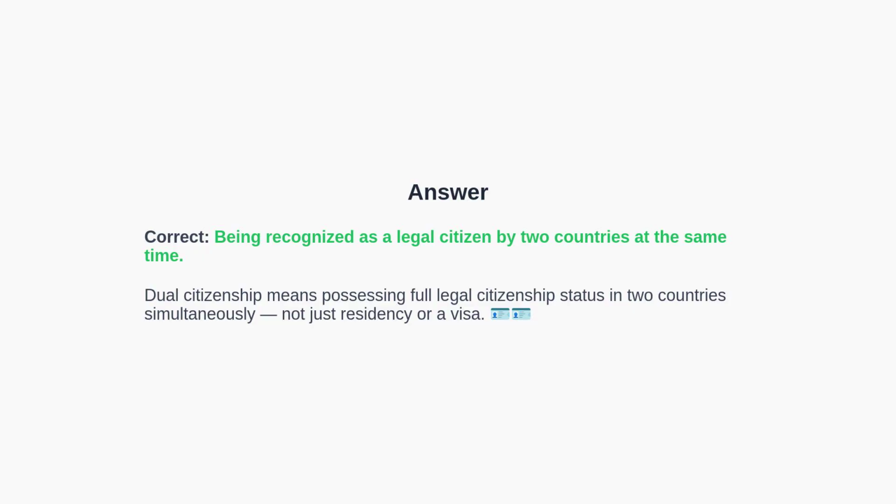The correct answer is being recognized as a legal citizen by two countries at the same time. This distinguishes dual citizenship from permanent residency or visas, which do not confer full citizenship rights and duties. With that clarified, let's move toward practical steps for those who may be affected.